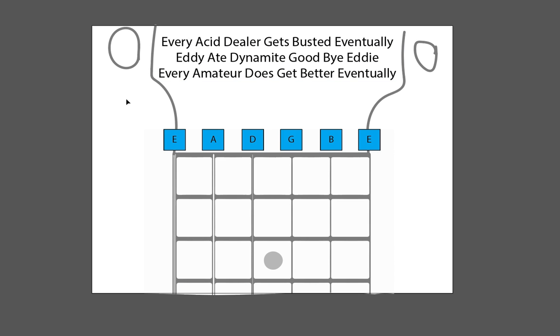Every acid dealer gets busted eventually. Not a true statement, but pretty easy to remember. This is one I use with all my students. Works like a charm. You also got Eddie ate dynamite. Goodbye, Eddie. Every amateur does get better eventually.